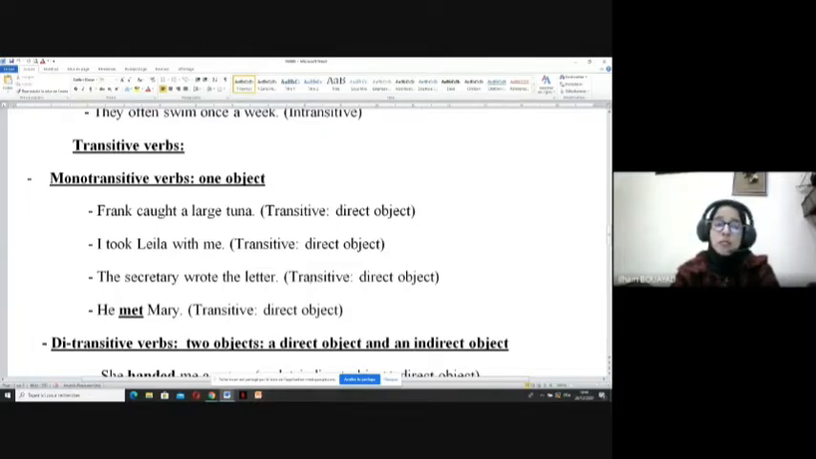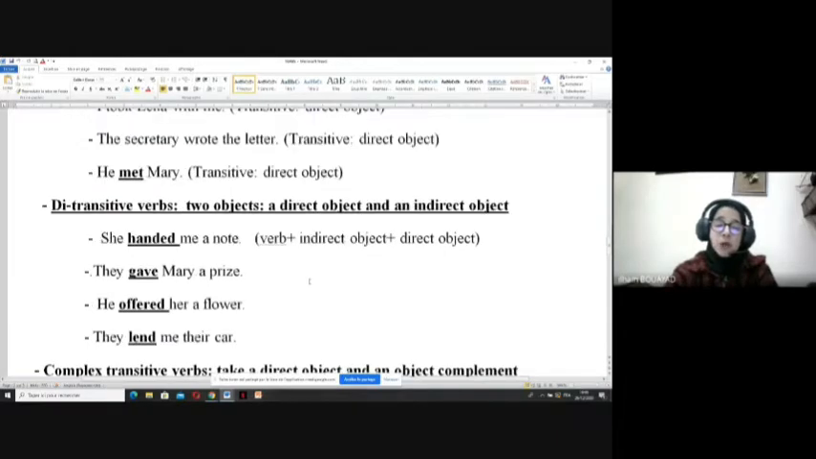So for monotransitive verbs, for example, I take just one example from here: "I took Leila with me." I took whom? I took Leila. So Leila is a direct object. The verb "took" takes just one object, so it is monotransitive. Sometimes the verb may take two objects, like when I say "he offered her a flower."